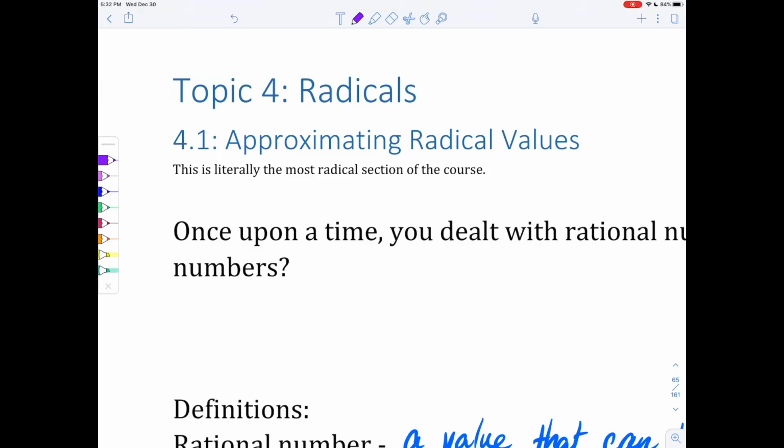3, 2, 1! Happy new topic! What's your resolution for this topic? Wow, I just want to make math more radical. What about you? I just want to be a little more irrational.